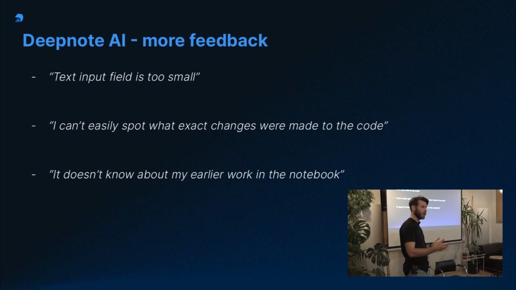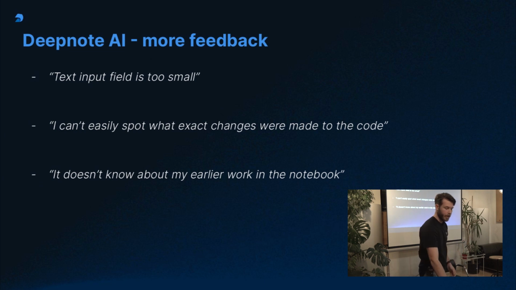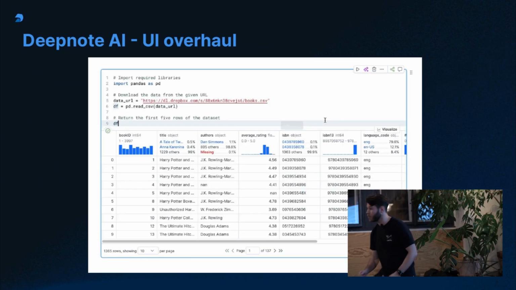Now, over the course of time, we collected more feedback from users, such as the text input field is too small, I can't easily spot what exact changes were made to the code, or it doesn't know about my previous work in the notebook. And we did ship improvements over time. I'm not going to bore you with all the details, but I'm just going to go straight to the current version, which looks like this. And as you can see, it looks slightly different.